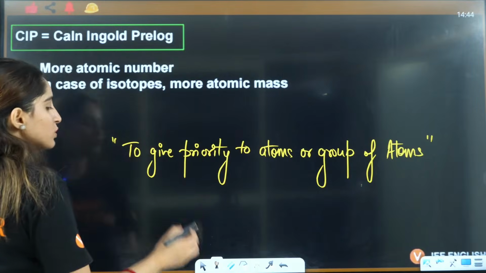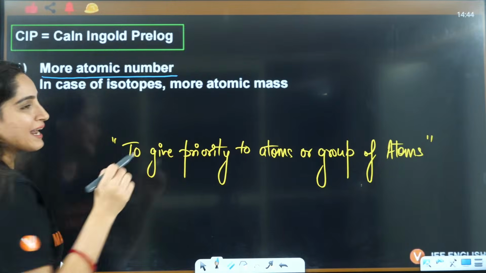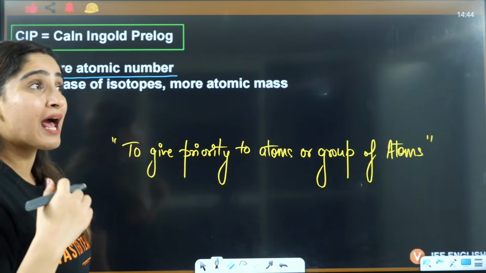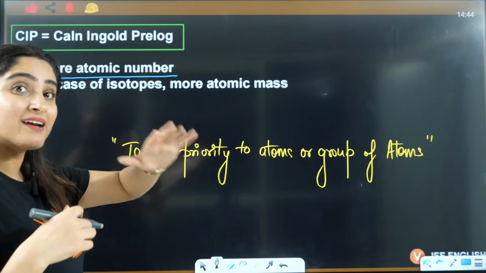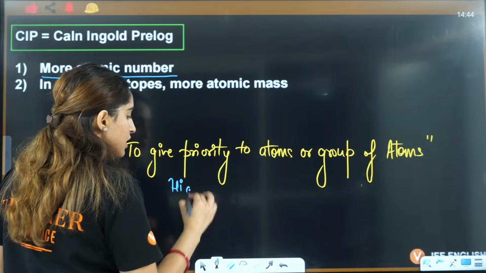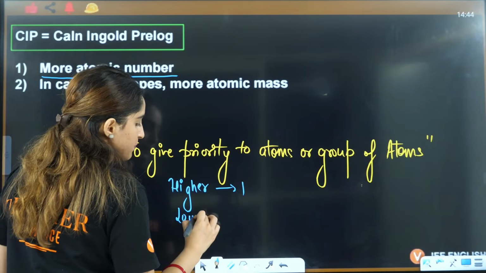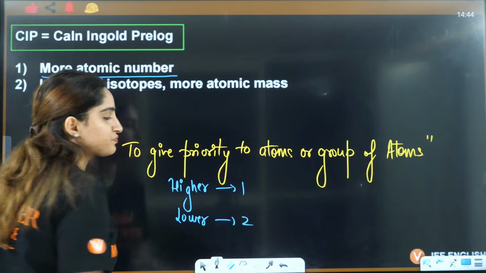So for the CIP rule, there are two simple things: higher atomic number will get higher priority. Higher priority means 1. Lower priority is 2, okay? Some students also get confused here. Higher priority is 1. Lower priority is 2.